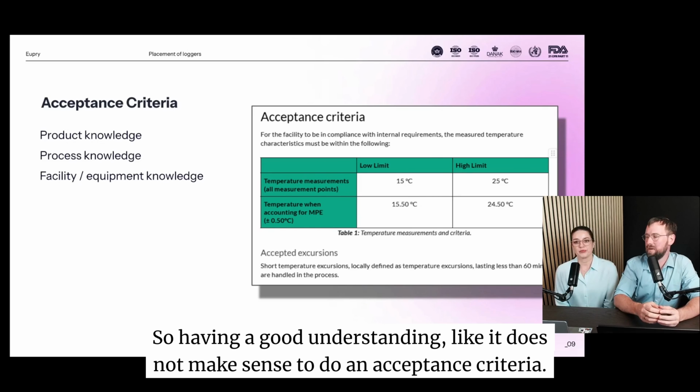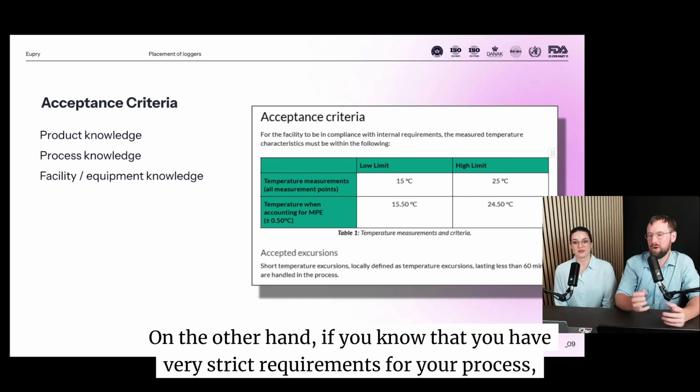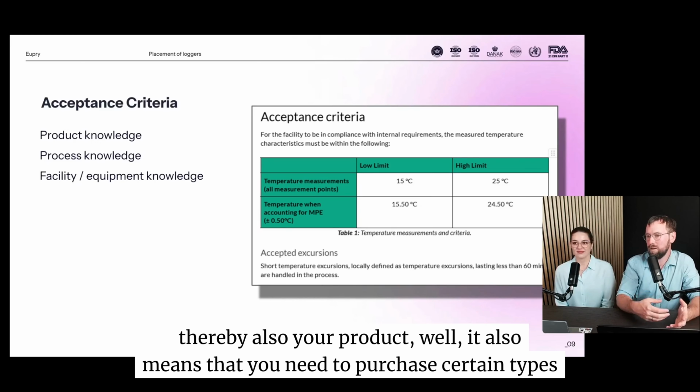Exactly. Yeah. So having a good understanding, it does not make sense to have an acceptance criterion that says we can have no excursions if you know you're going to have a defrost cycle, for example. On the other hand, if you know that you have very strict requirements for your process, and thereby also your product, well, it also means that you need to purchase certain types of equipment.